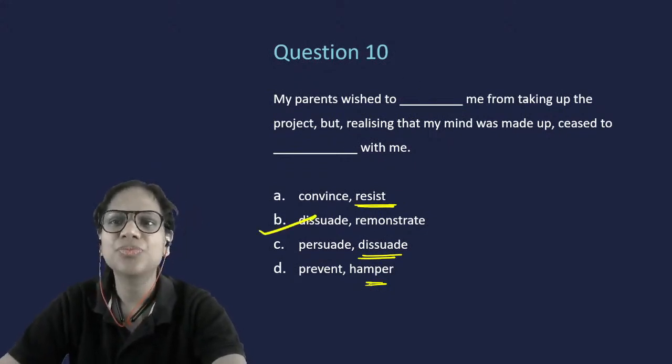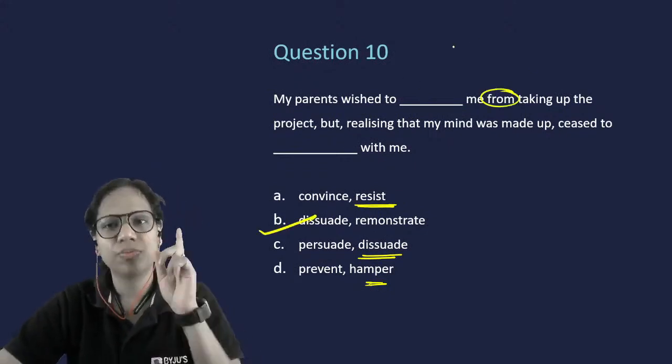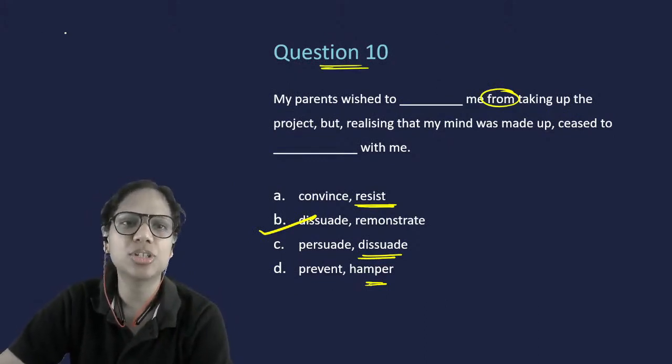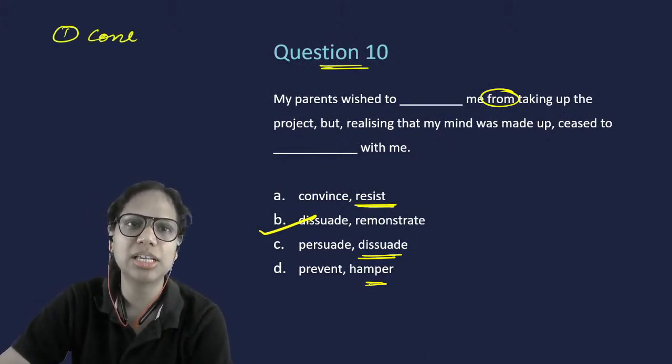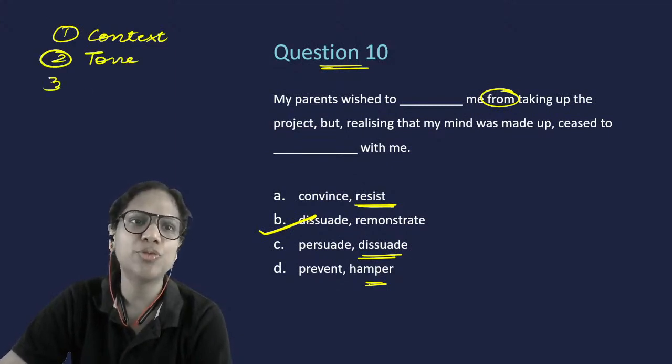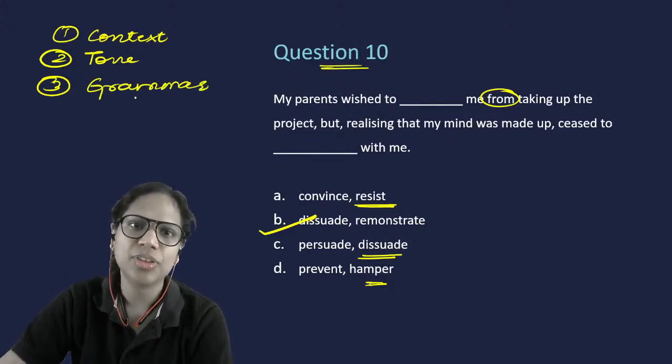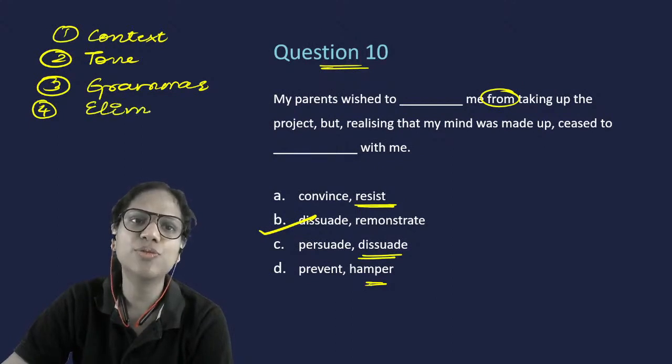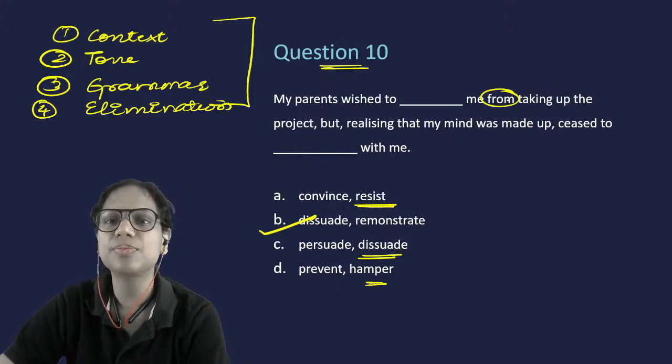D is the answer. The point that I wanted to make through this question is that so far we have talked about the context, we have talked about the tone of the word, positive or negative, and of course we've talked about elimination. But sometimes grammar helps us a lot. So take care of these four things when you go for a contextual vocab question.